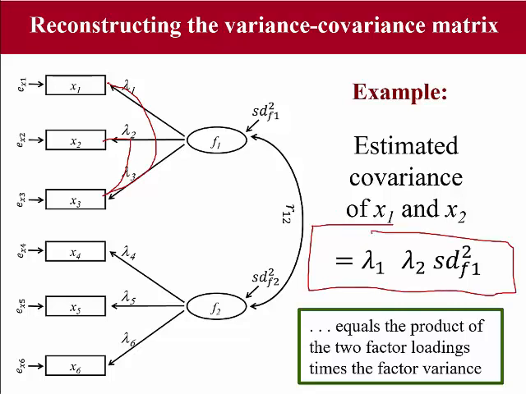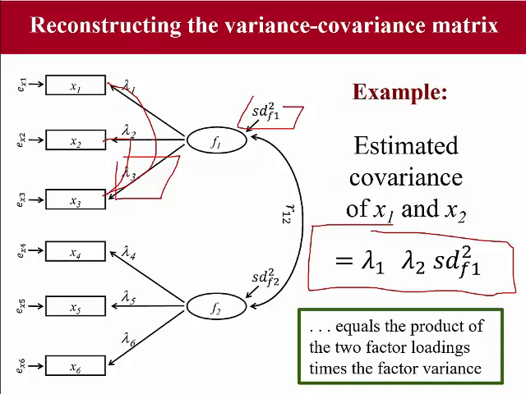And so that gives you an example, and it would be good to be able to plug that in and know how that works to get a general sense of the idea that once we have our parameter estimates, for example, we know our lambda loadings, we know our factor variance, and so forth. Once we have our parameter estimates, we can use them to reconstruct the variance-covariance matrix.